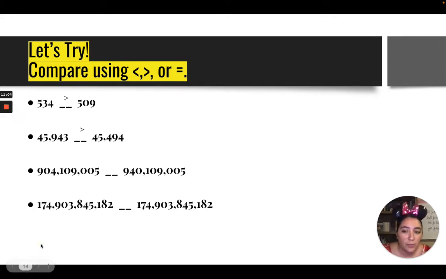So you should have said greater than here. So 45,943 is greater than 45,494. When you compare these, when you line them up, you're going to see that in your hundreds place, one has a 9 and one has a 4. So that tells us that 45,943 is the bigger one.